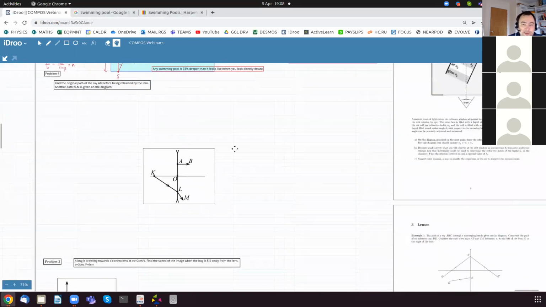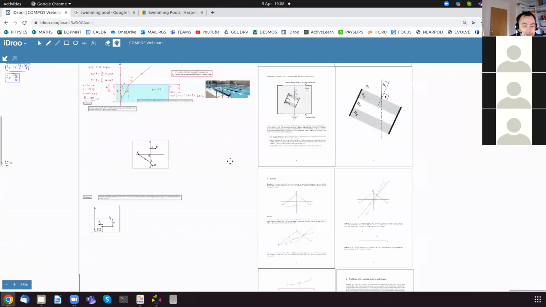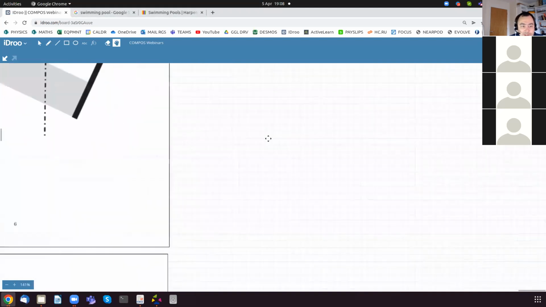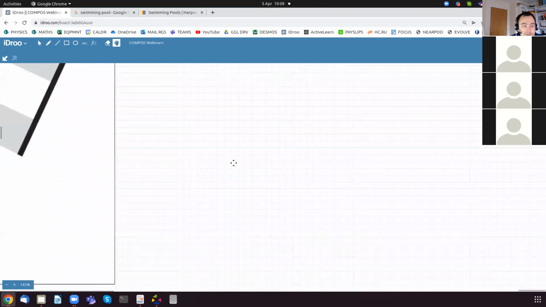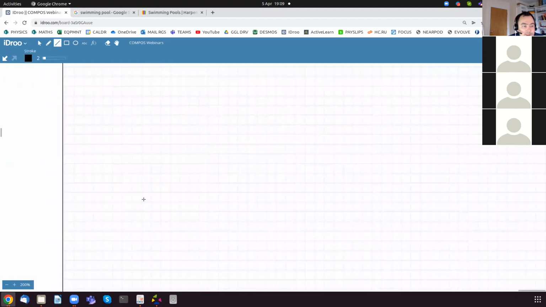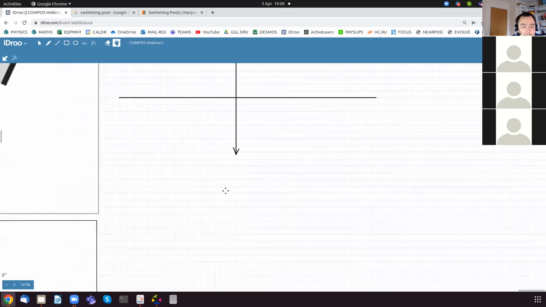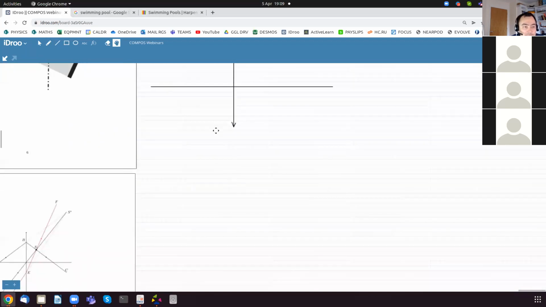Just a few things that I want to remind you of in lenses. If you have a converging lens, this is called the principal axis of the lens. A converging lens is drawn like this. A diverging lens has the arrows the opposite way. So I'm just going to copy that.